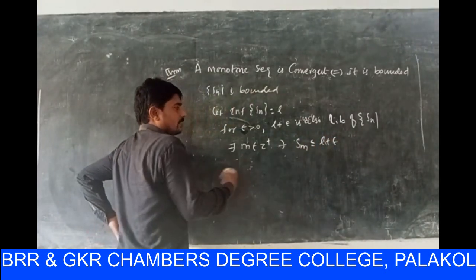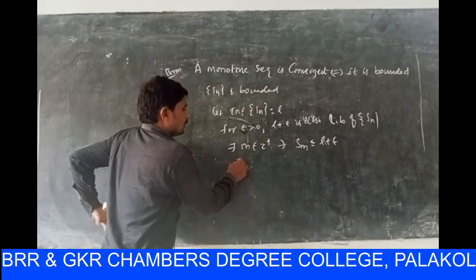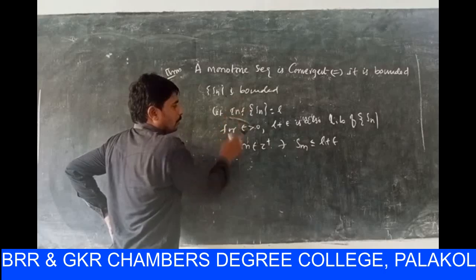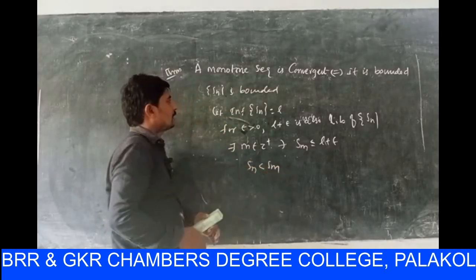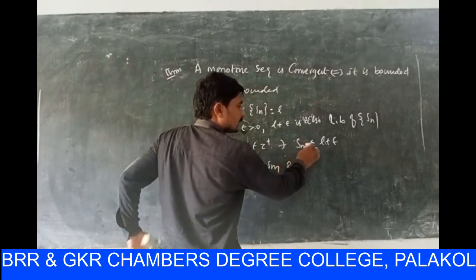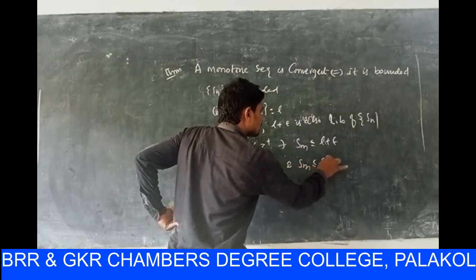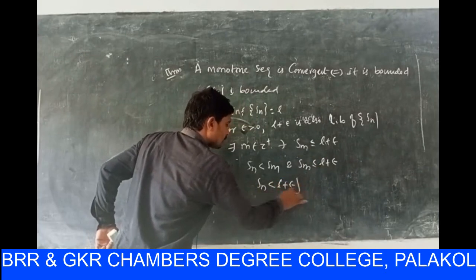Since the sequence Sn has an infimum and is an increasing sequence and bounded, the lower bound means we can write Sn is less than L plus epsilon. This is one condition.